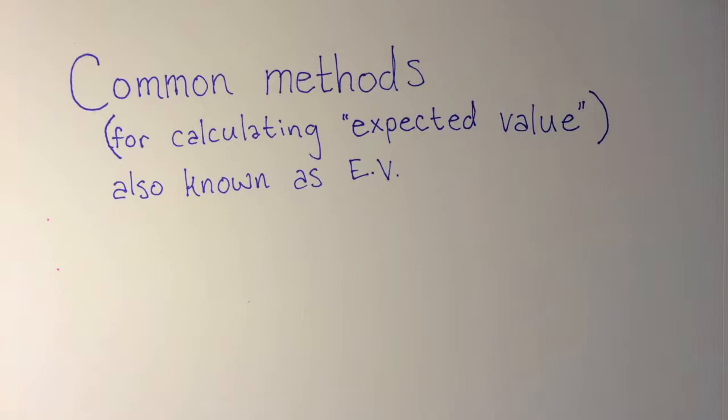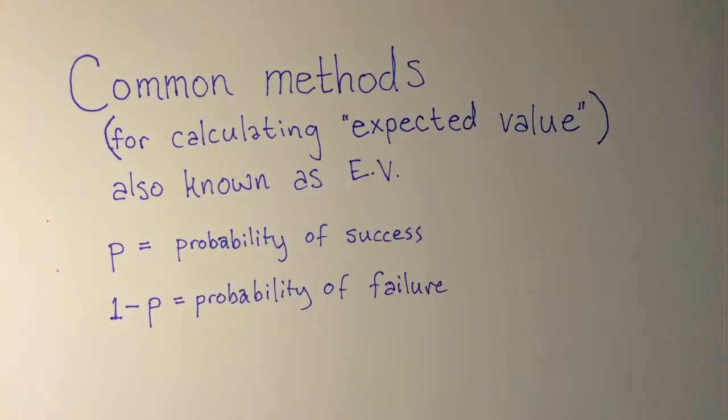To calculate EV, you need to know the probability of winning a trade, which we will refer to as the variable P in this video. We also need the probability of losing a trade, but that of course is just 1 minus P. For example, if I have a 0.7 probability of winning a trade, or a 70% win rate, then I have a 1 minus 0.7, or 0.3 probability, or a 30% chance of failing.